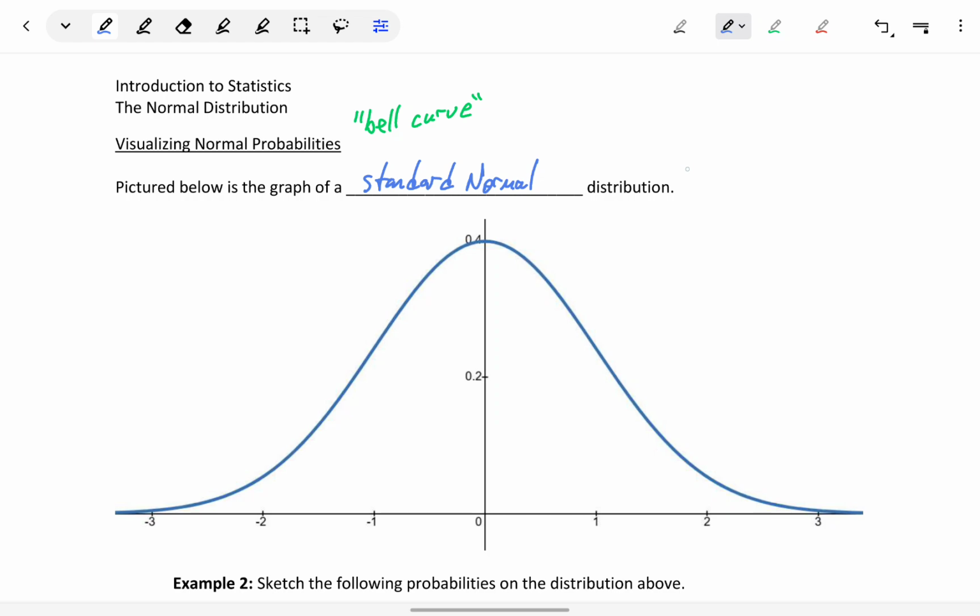The standard normal distribution in particular is abbreviated as a capital N, and then inside a set of parentheses, 0, 1. This refers to the fact that in a standard normal distribution, we have a mean of 0, which is the center of our distribution, and a standard deviation of 1.